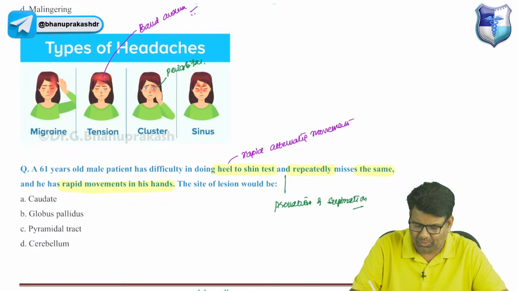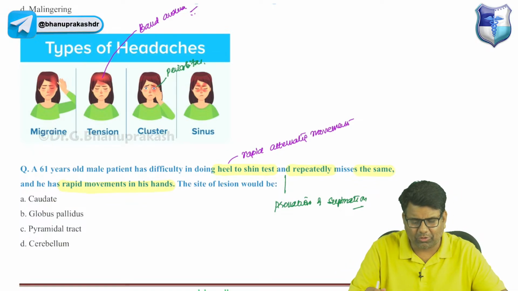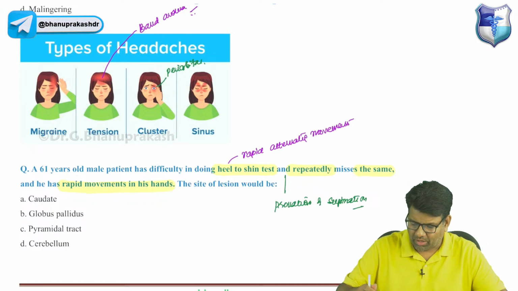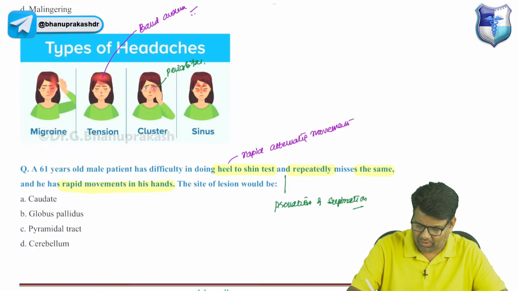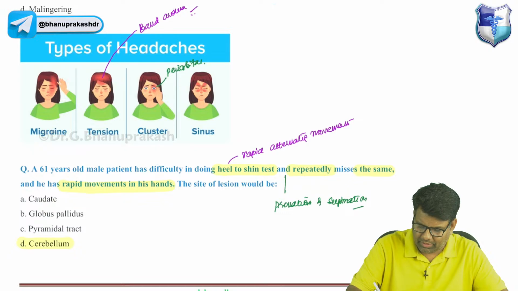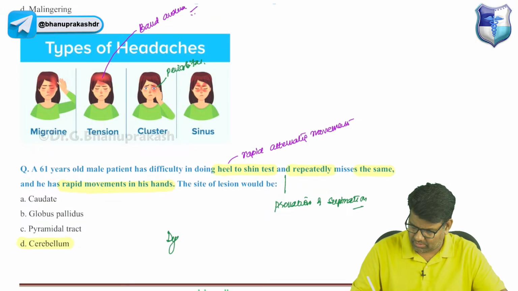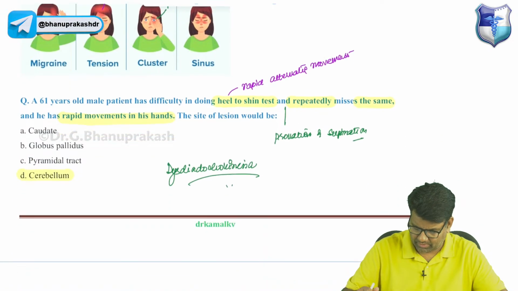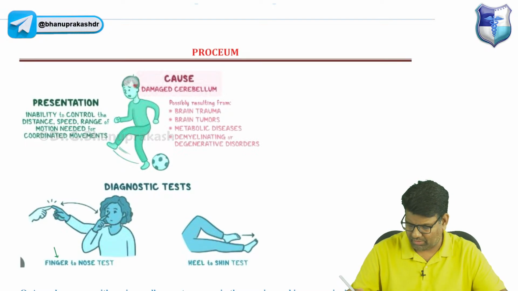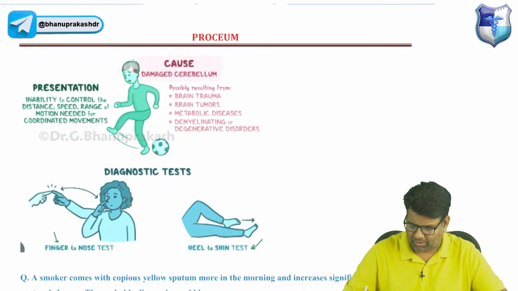Very good, Puneet. This is dysdiadochokinesia. The patient is not able to do rapidly alternating movements, right? So this goes in favor of, yes, this is cerebellar lesion. Right? Very important. Another method is finger to nose test. All again rapid alternate.